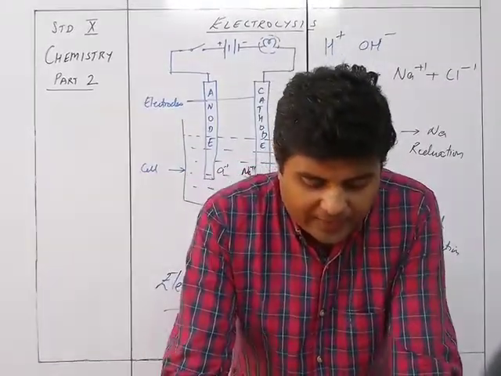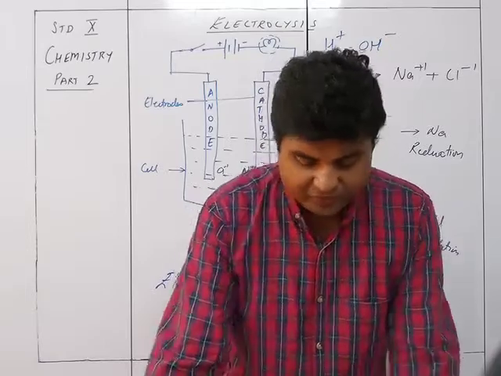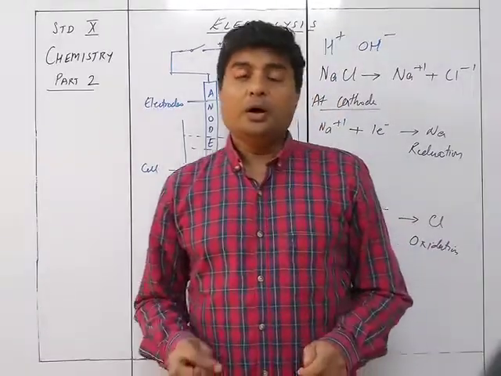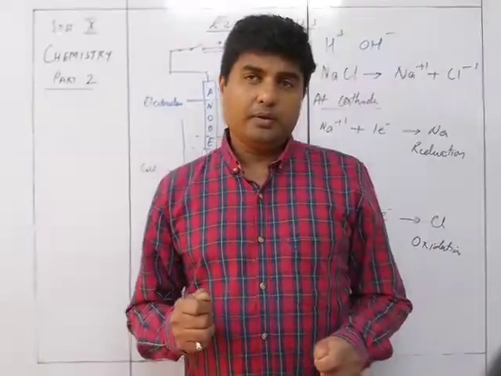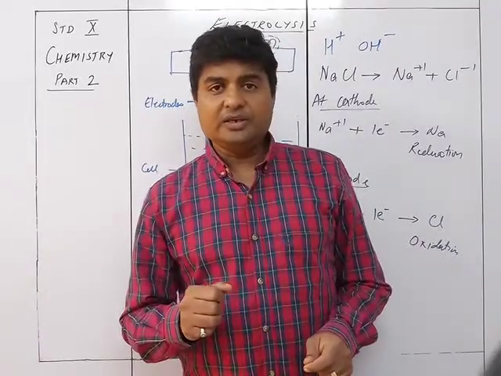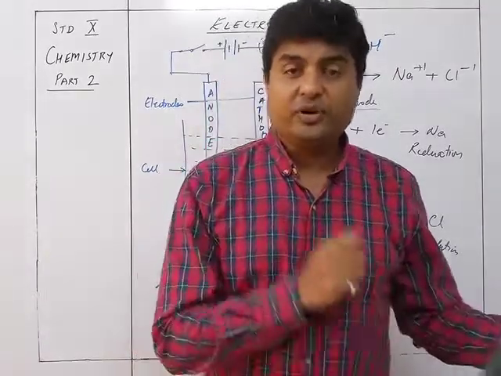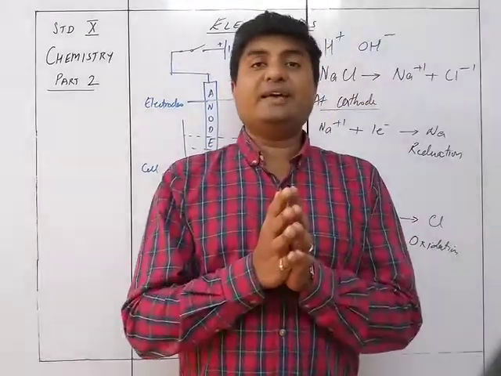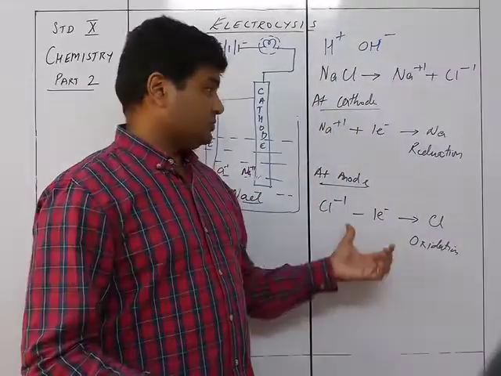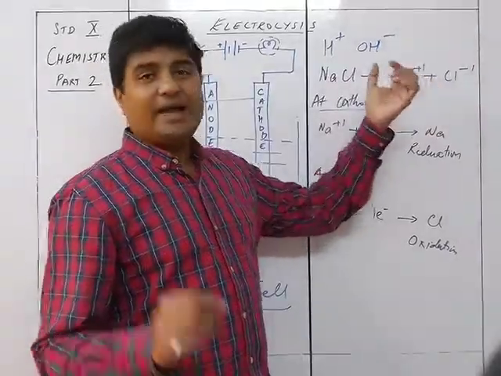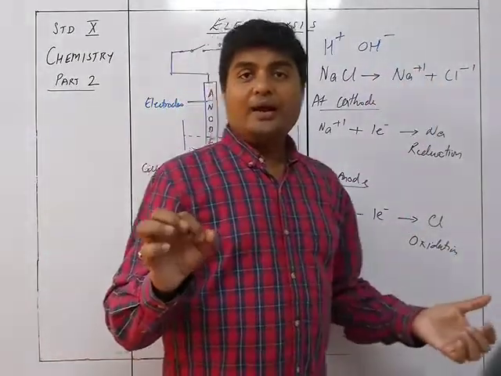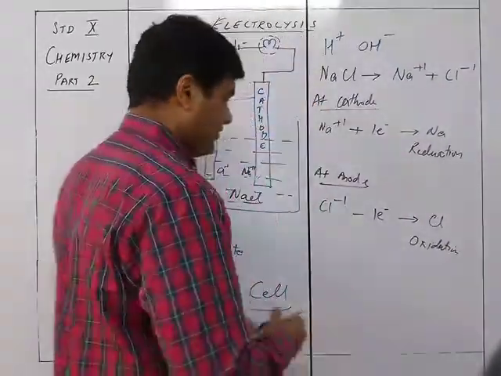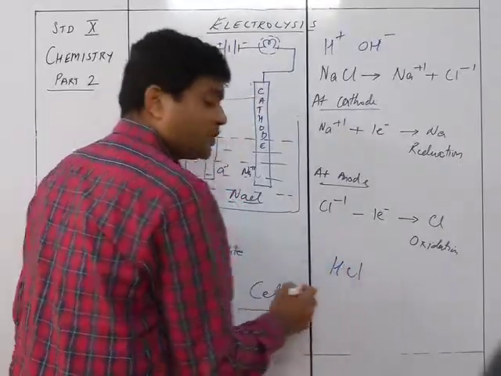So, comparison between electrolytic dissociation and ionization. Now, ionization is different from dissociation. For dissociation it is necessary that the compound is already ionic in nature. It's already Na plus and Cl minus. Not unlike HCl. If I take HCl, HCl is a covalent compound.